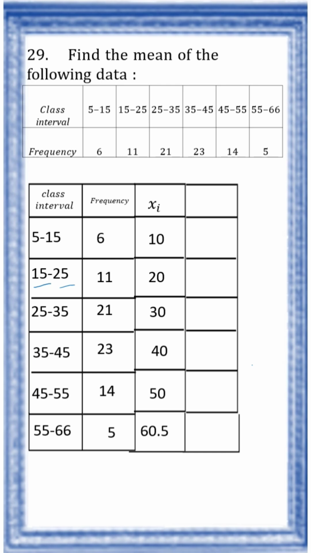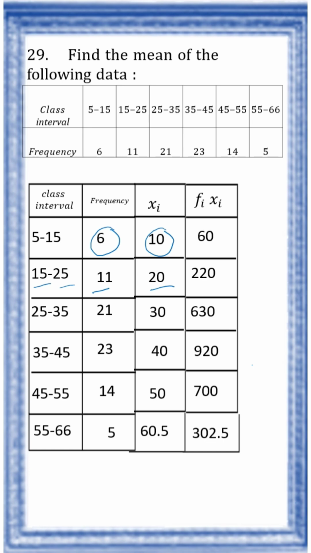60.5. Then add one more column for fi xi, which means you have to multiply these two numbers and write it in the column. 6 into 10, what is it? 60. 11 into 20. 21 into 30, 23 into 40, 14 into 50, 5 into 60.5, 302.5.